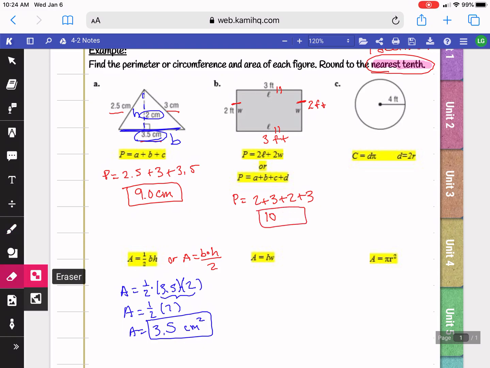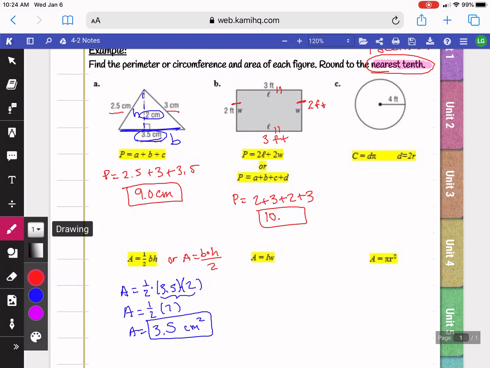Again, we want it to the nearest tenth, so I'm actually going to put 10.0 feet because we want 1 decimal place. Anytime you have a rectangle, you could also use the formula perimeter equals 2 length plus 2 width. Here we'll see it, we should get the same answer. So 2 times the length, here the length is 3, plus 2 times the width is 2. If we were to work this out, 2 times 3 is 6, 2 times 2 is 4, and that adds to 10. So we get the same answer no matter what formula we use. You use whichever one you remember the fastest.